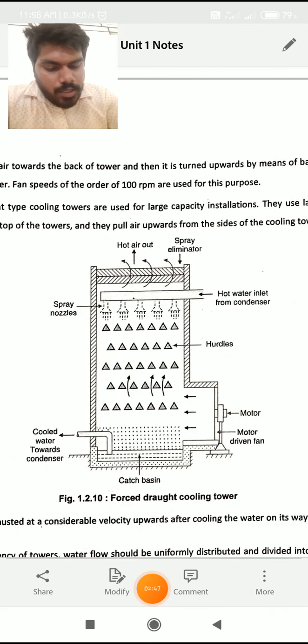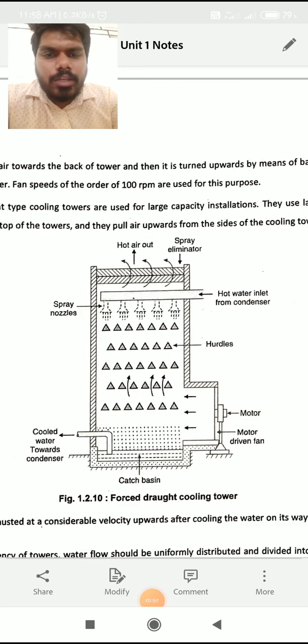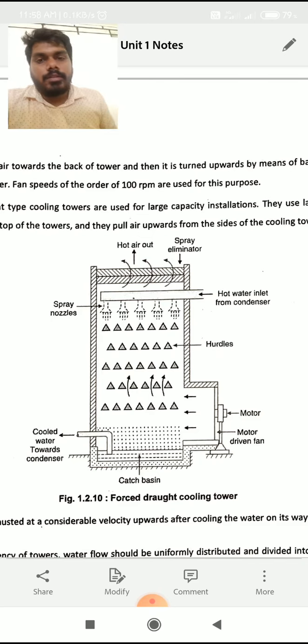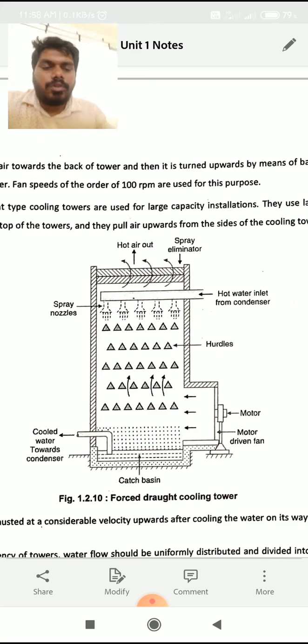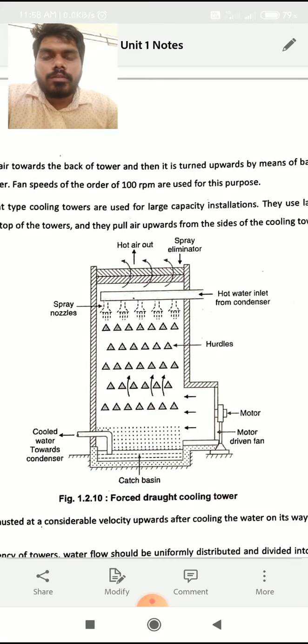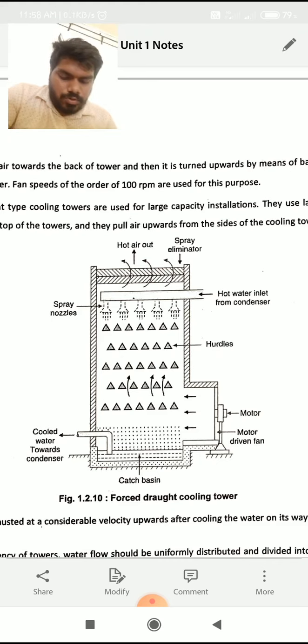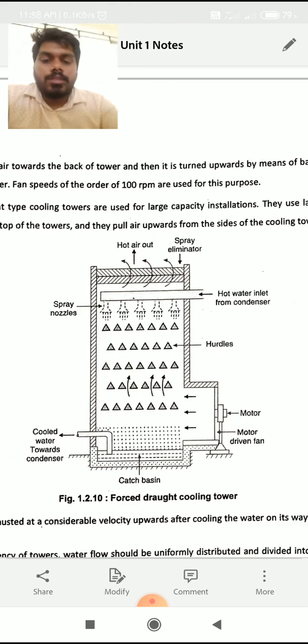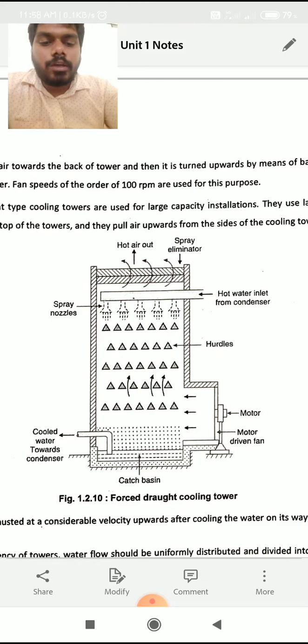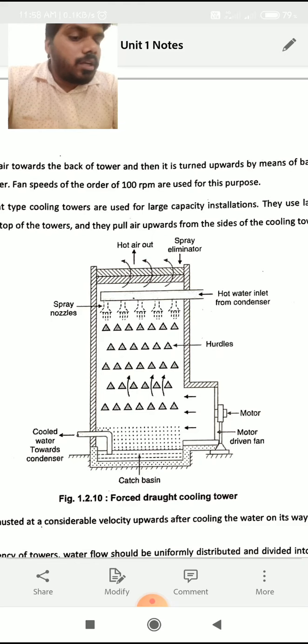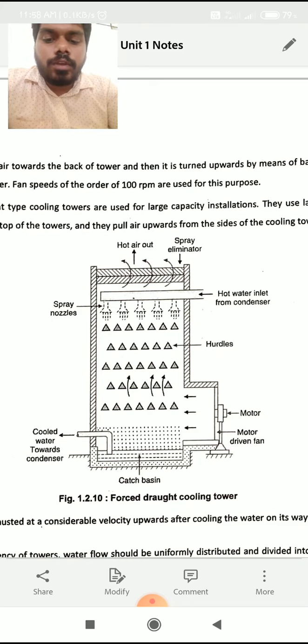They are basically a natural draught cooling tower, except that a motor driven fan is also provided at the base. So it is basically a natural draught tower, but with a motor fan added for providing cooling air, and it is called a forced draught cooling tower. This fan discharges air towards the back of the tower, and it is then turned upward by means of baffles. In the process, it cools the falling water.